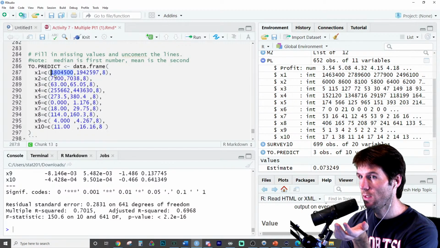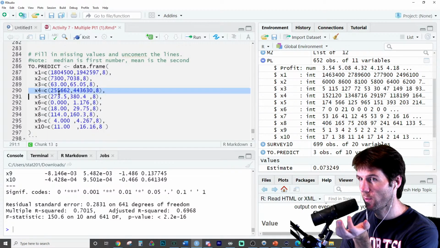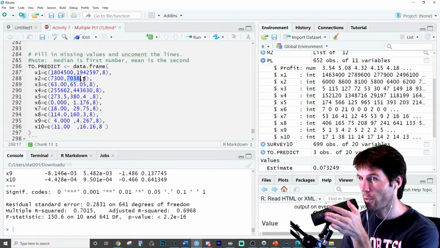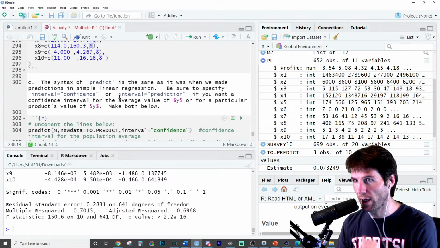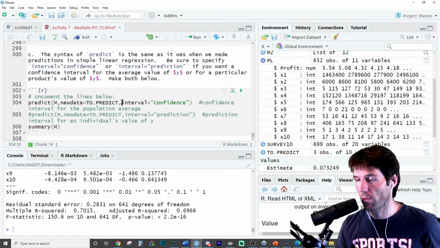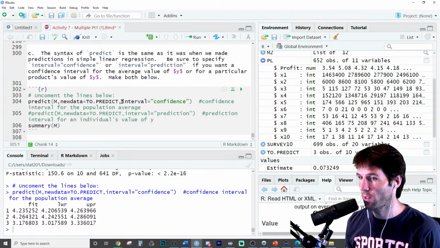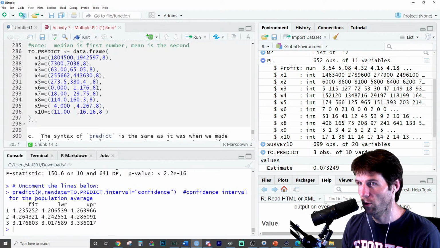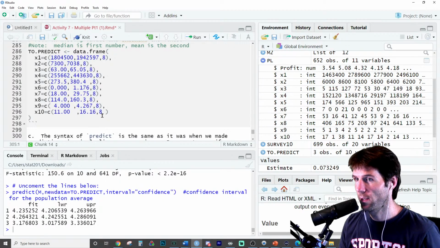The reason is this is the first person at all times for each of these x's, and then the second person is after the comma, and the third person has all the values of 8s. So now I have a third person being predicted right here, which has a value of 8 for each value of x. Like the third person's value of x10 is 8.